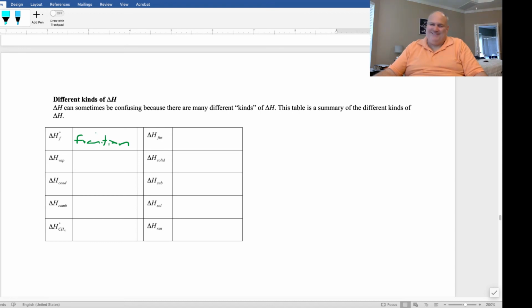Formation, it's kind of funny. This can always be got from a table. So the enthalpy of formation is essentially, if you remember, the amount of energy that is either gained or lost forming 1 mole of something.